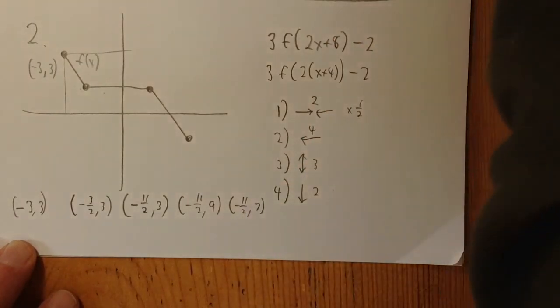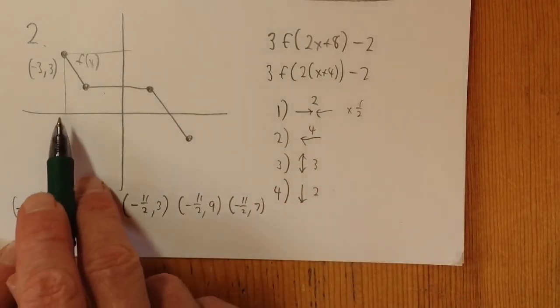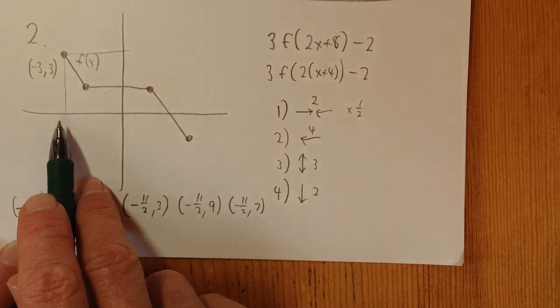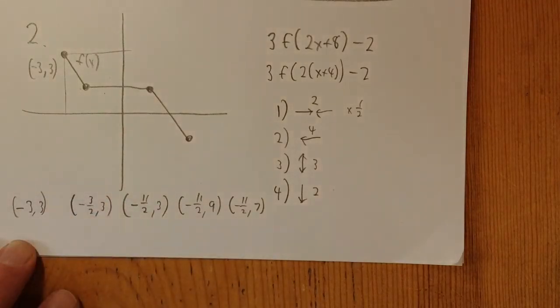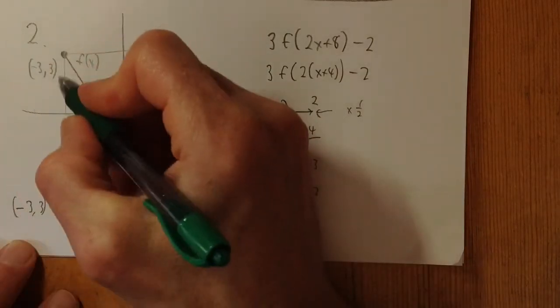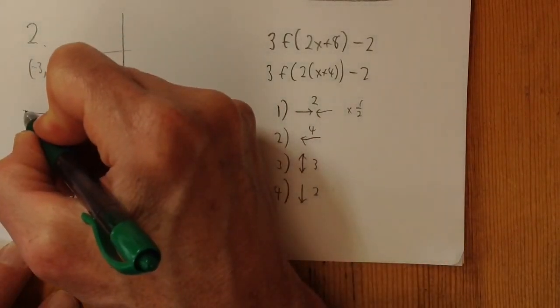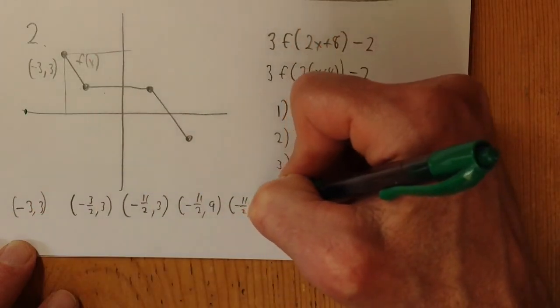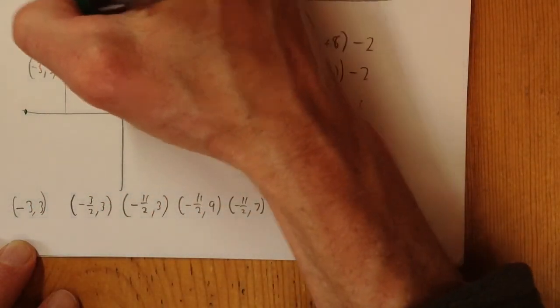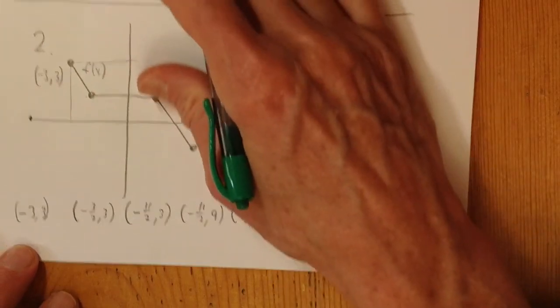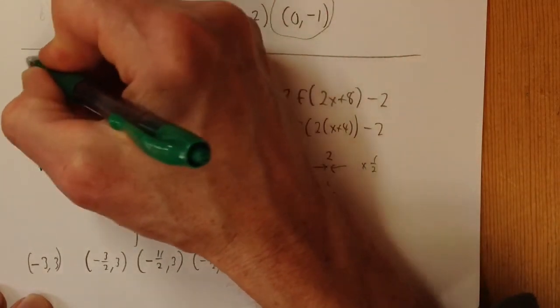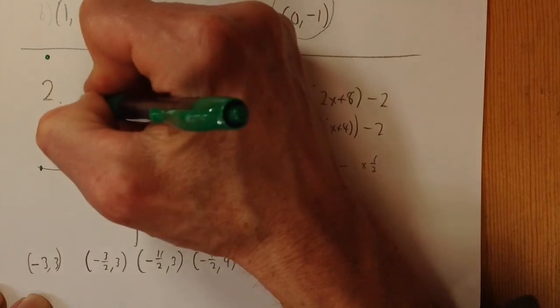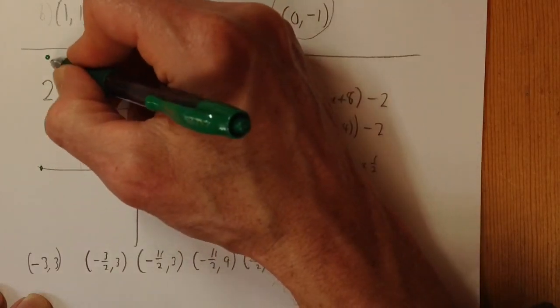So this point here goes to -11/2, which is -5.5. So if this is -3, maybe -5.5 is here, and y equals 7, so it'd be way up, it's kind of off the graph here, but whatever. So somewhere up here, right? That would be our new point. So this point here shifts to up there.